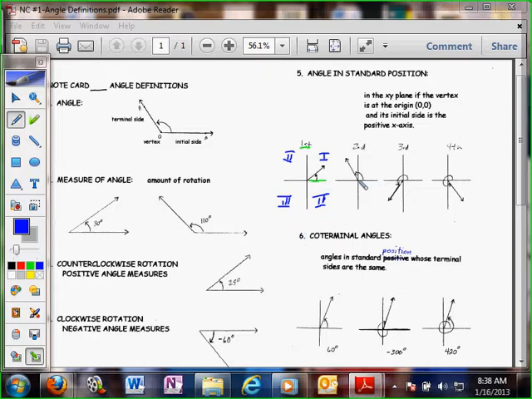Here's an example of an angle in standard position, because its initial side is the x-axis here, and its terminating side is in the second quadrant. Here's an example of an angle in standard position, because its initial side is the x-axis and its terminating side is in the third quadrant. And then you guessed it, the fourth one is an example in standard position, because the initial side is the x-axis and it comes all the way around, and its terminating side is in the fourth quadrant.